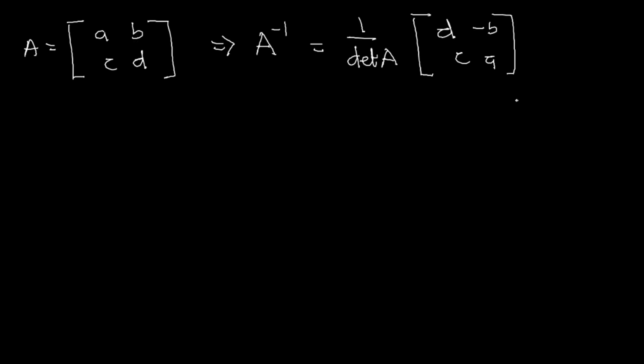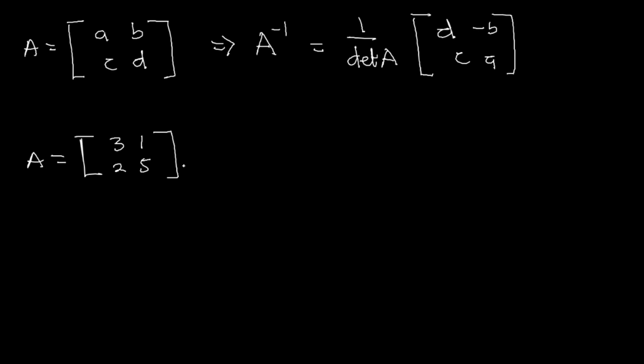Okay, so this is how we find the inverse of a 2 by 2 matrix. So let's have a look at an example. Assuming we have the matrix A is equal to 3, 1 and then 2, 5, and we have to find the inverse of this matrix.